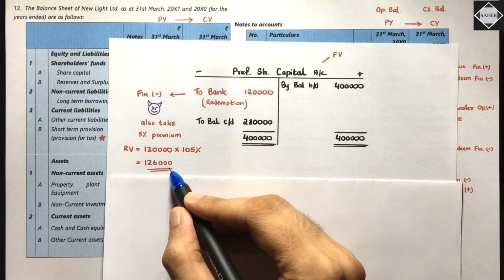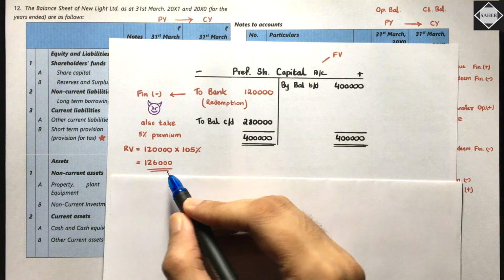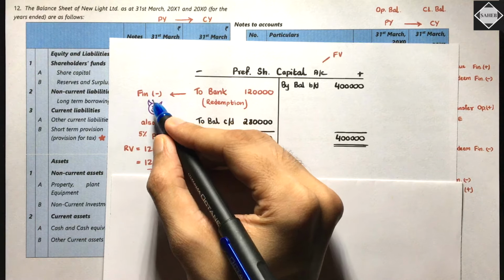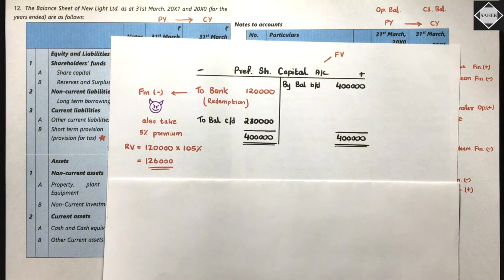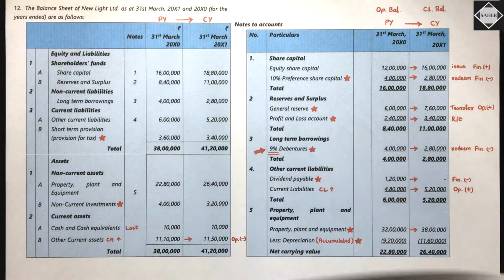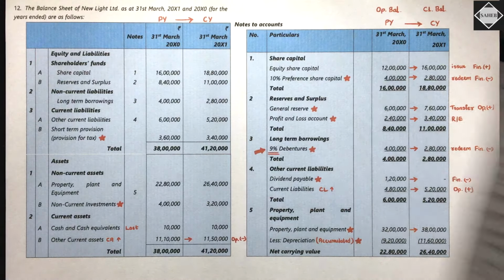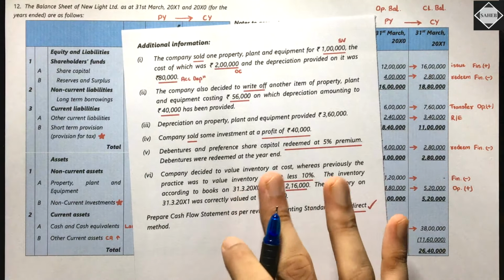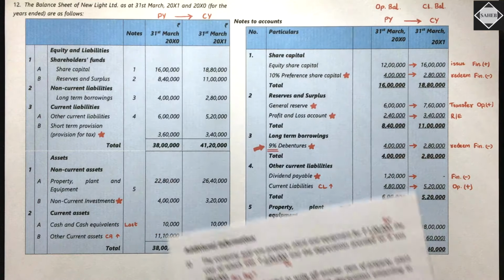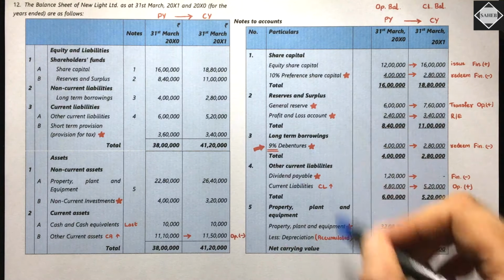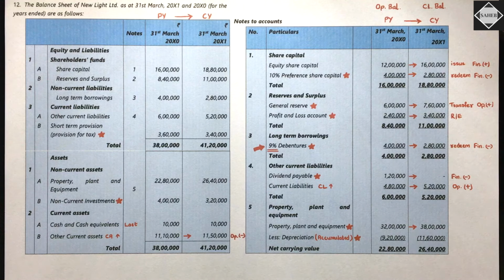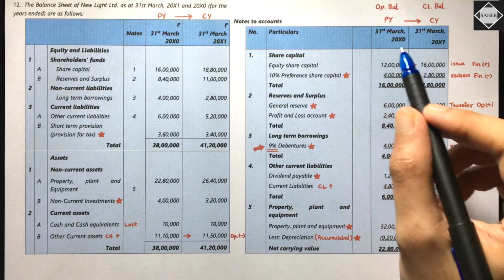So 1,26,000 is the total redemption value. So this much we have to subtract in the financing activity. Okay, preference shares redeemed. Is it clear? Okay, so regarding preference share capital, it's over. After this, what do we have? After this, we have inventory. But before talking about the inventory, let's just see what all ledger accounts are still remaining that we have to prepare. See the star marks. We are done with preference share capital.